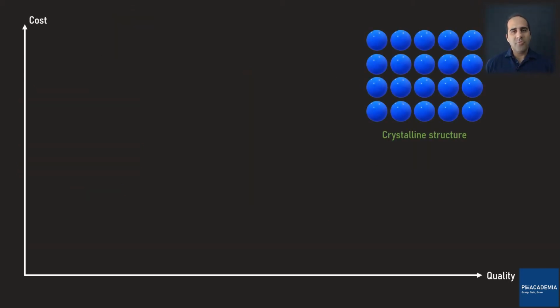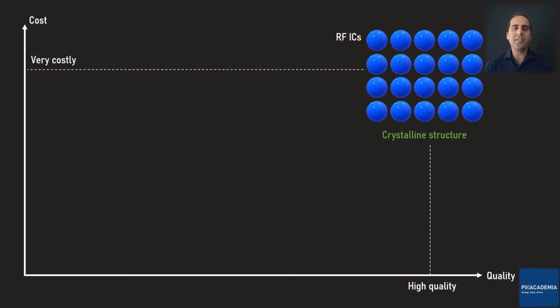The crystalline structure is used when high-quality electronics properties are required. Since it is too difficult to grow a crystalline structure, it has the largest cost. RFICs are a good example of where the crystalline structure is used.